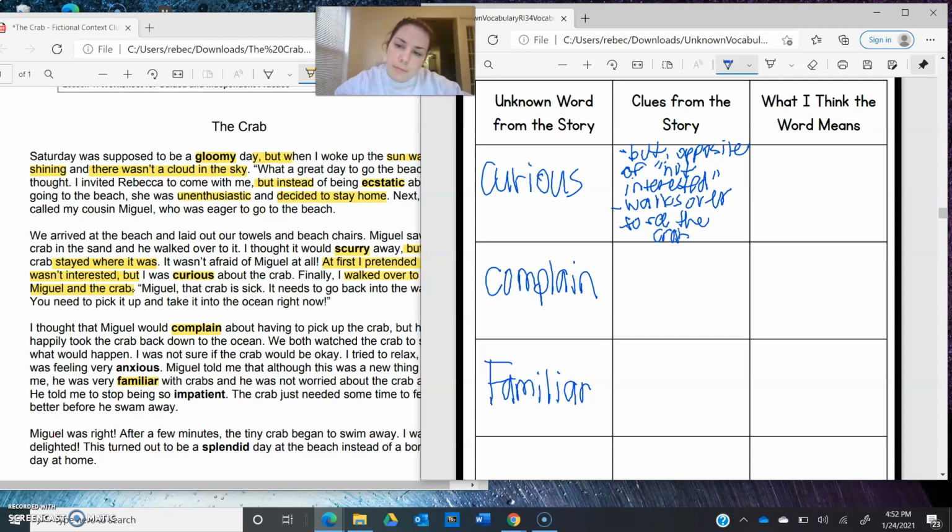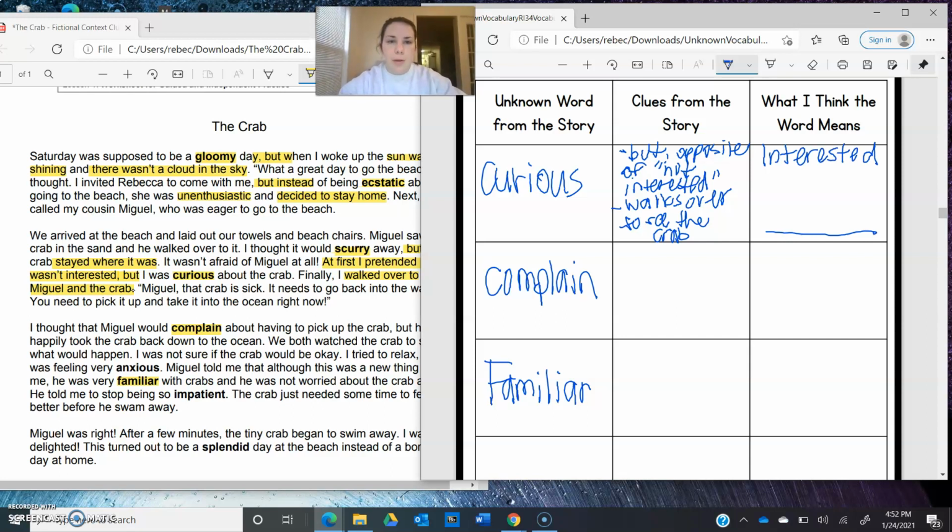All right. Now, if you haven't already, pause the video, put your clues together, and in this box you need to write, what do you think curious means? Press play after you've written your definition. All right, if you've pressed play and you're back, hopefully you have a definition like this. Curious means interested. I know that because it's the opposite of not interested.